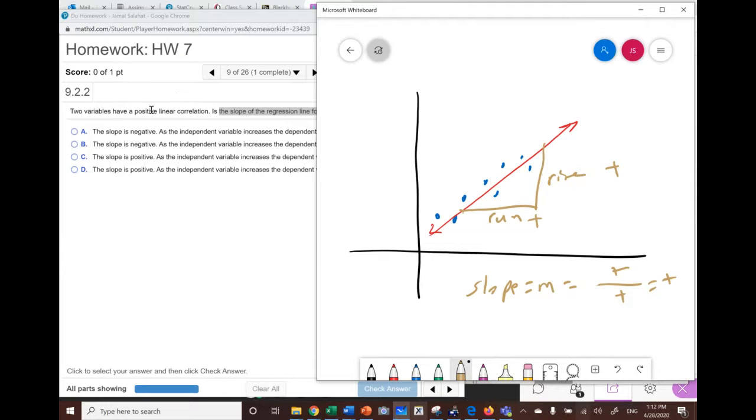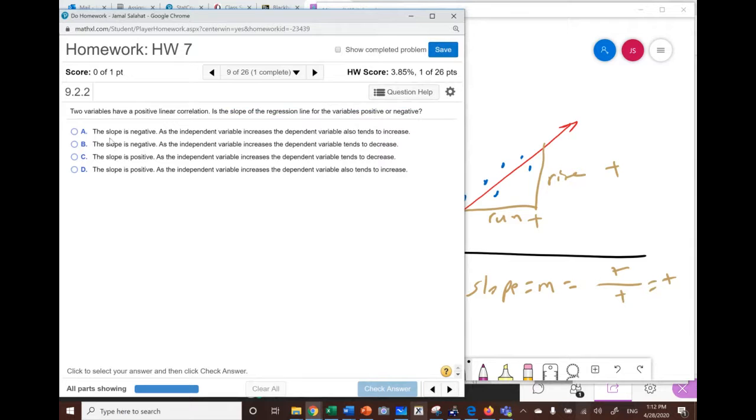So if the correlation is positive, then the slope must be positive also. So the slope is not negative in part A, it's not negative in part B, it is positive. It's going to be either C or D.